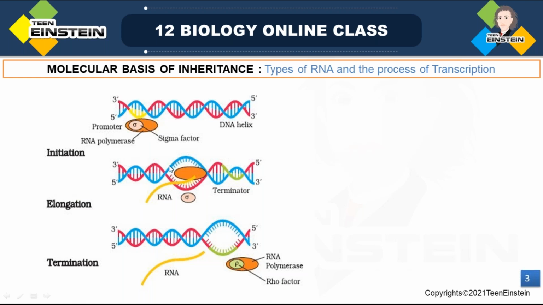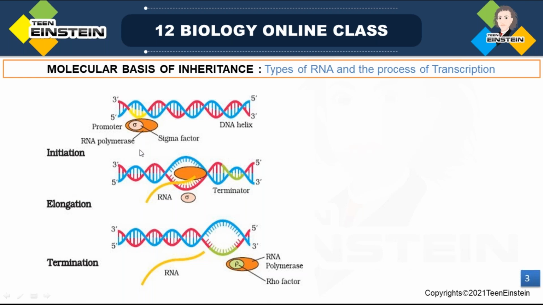To initiate the transcription, the RNA polymerase associates with the initiation factor. Here you can see the initiation factor. So to initiate the transcription process, the enzyme DNA dependent RNA polymerase gets attached to the initiation factor. Which is that initiation factor? Sigma factor. Here you can see the sigma factor. So the RNA polymerase is getting attached to the sigma factor for the initiation process.